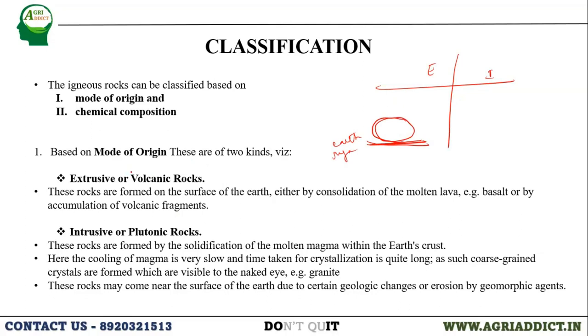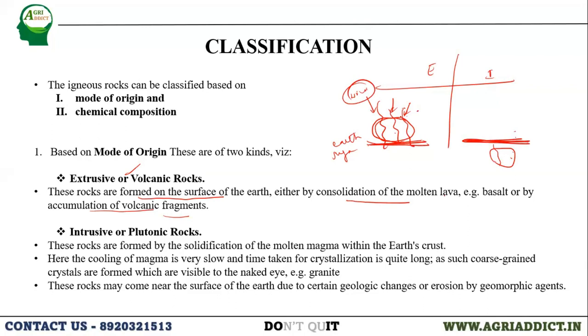In extrusive or volcanic rocks, they are formed on the surface, either by consolidation of molten lava or by accumulation of volcanic fragments. When it is occurring outside the earth surface, it will be subjected to many environmental factors. So the disintegration of this rock will be more, right, compared to the rock which is present inside in a protected layer. The earth surface will act as a protective layer here, so disintegration is not that heavy. But here, due to the action of wind or water, many external agents, this disintegration will be more.